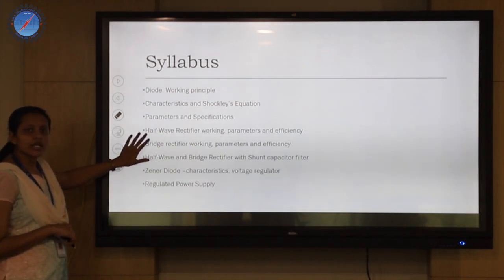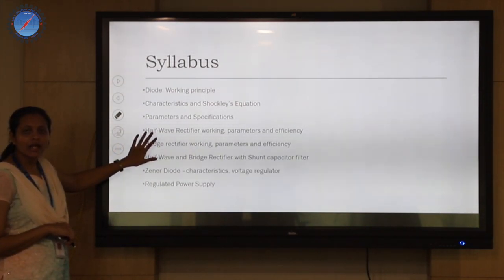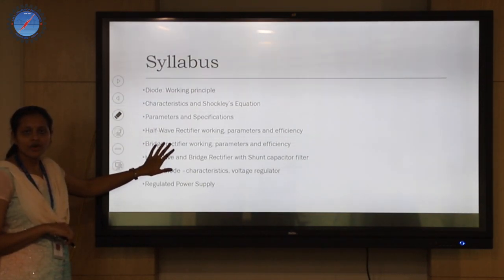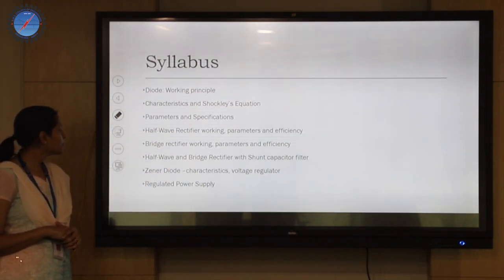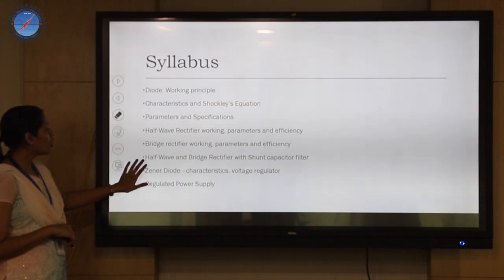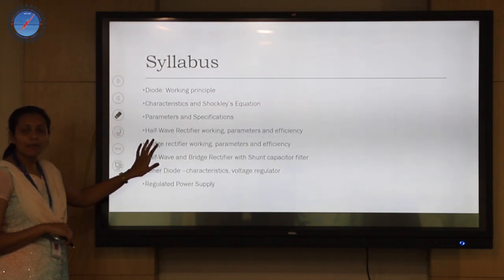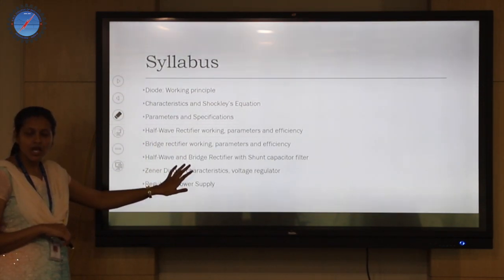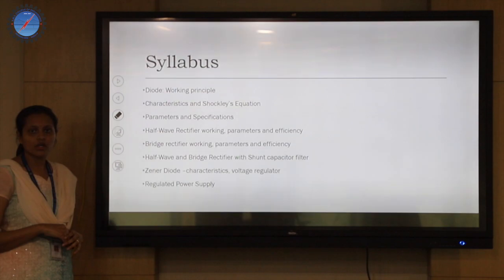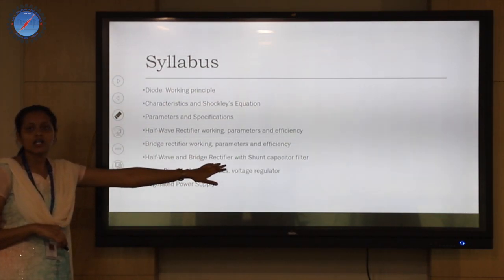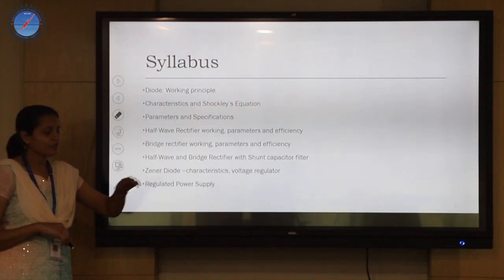So we are going to study different parameters and we are going to derive the efficiency of half wave rectifier and bridge rectifier. Later, we are also looking into what happens if a capacitor filter is used after the half wave rectifier or after the bridge rectifier. What is the effect of using a shunt capacitor filter?